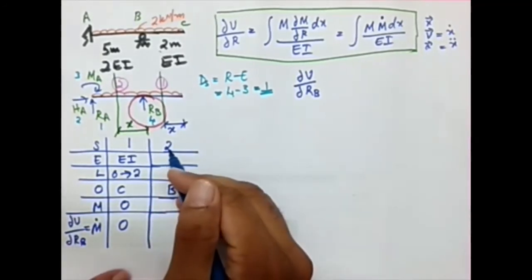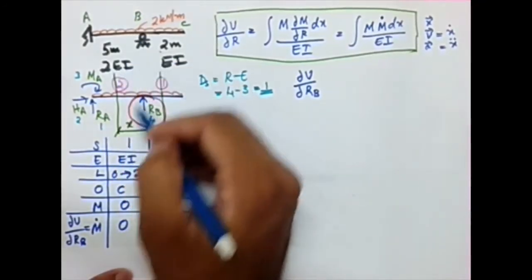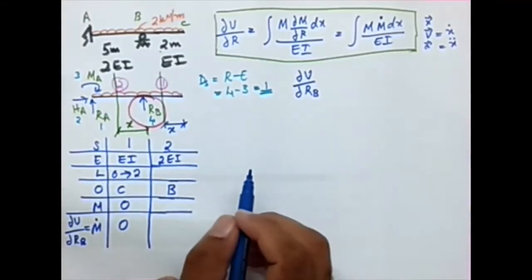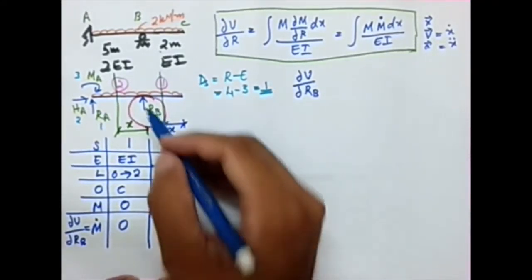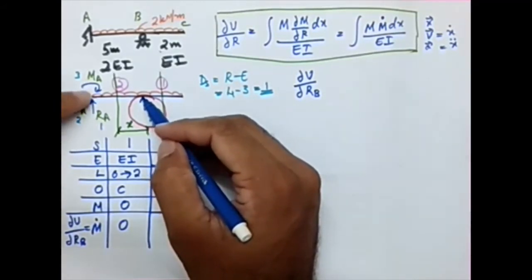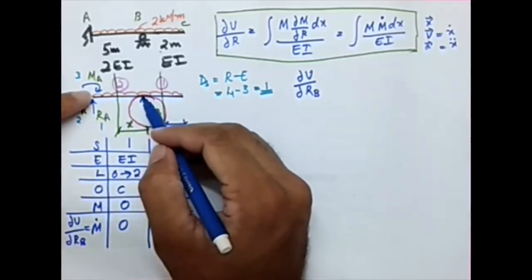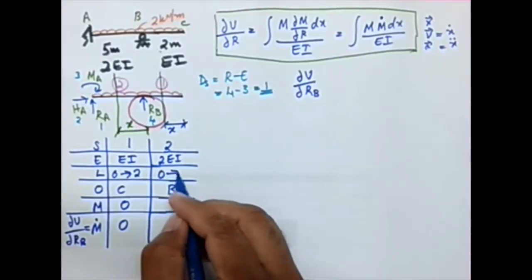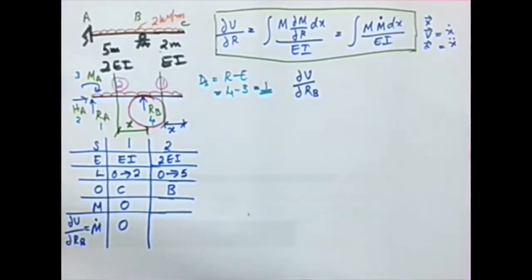So what about the EI value of segment 2? Segment 2 is having an EI value of 2EI. And what will be the limit of segment 2? If this is the origin, the limit is 0 to 5, because this distance is 5 meter. If this is 0, this will be 5. So segment 2 is from 0 to 5.